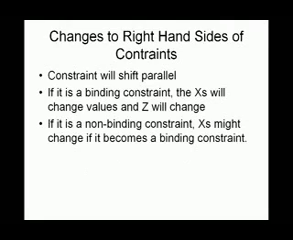When you make a change to the right-hand sides of a constraint, what happens is that the constraint will shift out or in, and it'll be a parallel shift. It's parallel because the slope's not changing. If it's a binding constraint, well, then the x's will change their values, and the z will change as well. If it's a non-binding constraint, the x's might change if it becomes a binding constraint.